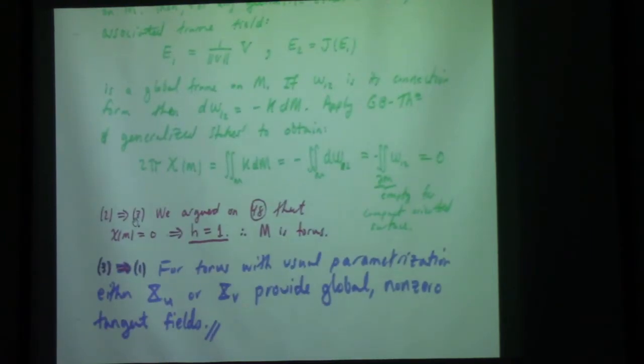For 3 implies 1, for a torus with the usual parameterization, you can use either the partial velocities, xu or xv, for a global non-zero tangent field. So it's kind of cool, right? For the torus, the xu and the xv, when they circle back to where you have that jump, if you wanted to just cover the torus once with the torus patch, it's not a bad problem when you get back to where you started, because the xu at the end is pointing in the same direction as the xu at the beginning.